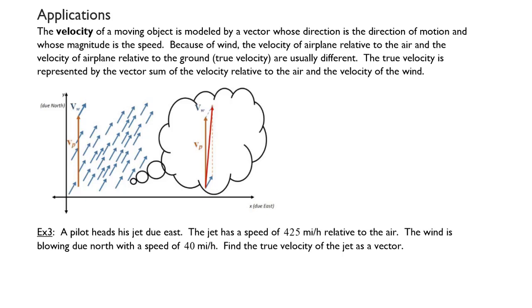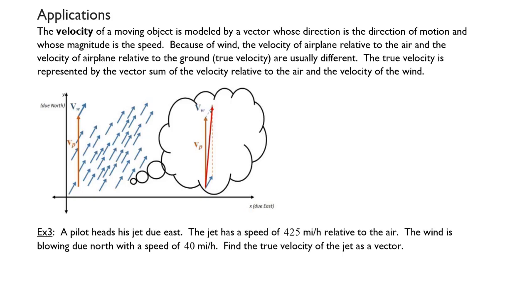The true velocity is represented by the vector sum of the velocity relative to the air and the velocity of the wind. So here I have these vectors in a field, and all these little blue vectors represent the wind, and this orange vector here represents a plane. It has a speed that's clearly faster than the wind because the vector is longer, and it is traveling in a northwards direction.